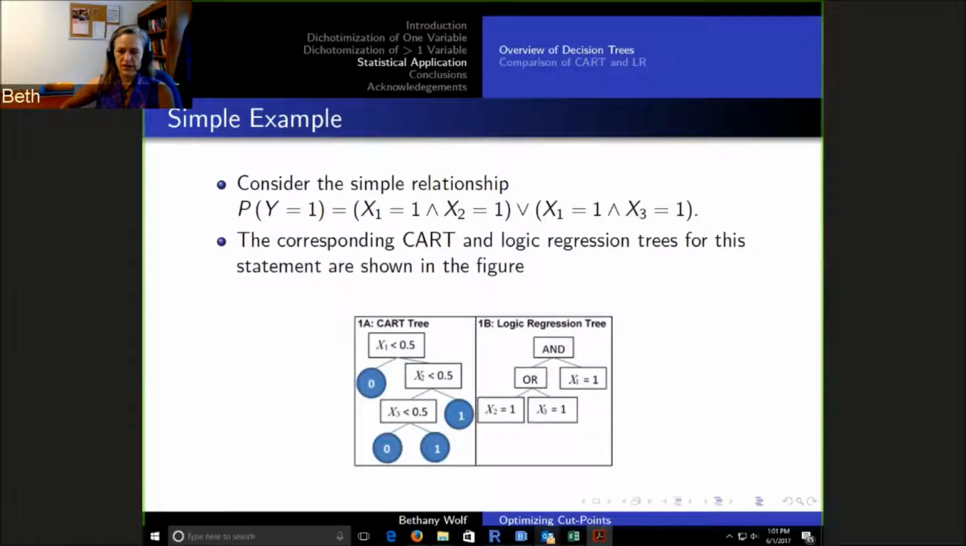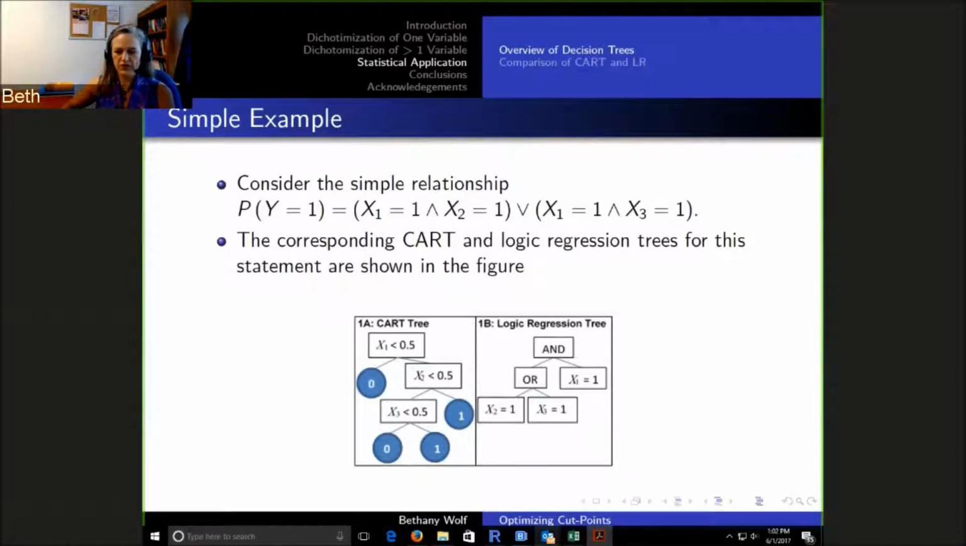Now we can do the same thing with logic regression, but you'll see that the branches and the leaves at the bottom are different. So in here, it's a prediction of disease, yes or no. Here, it's what variable are we talking about, and it describes this relationship exactly. So this is saying if x1 is equal to 1 and x2 is equal to 1, or if x1 is equal to 1 and x3 is equal to 1, then I'm predicting that you have a higher probability of disease.